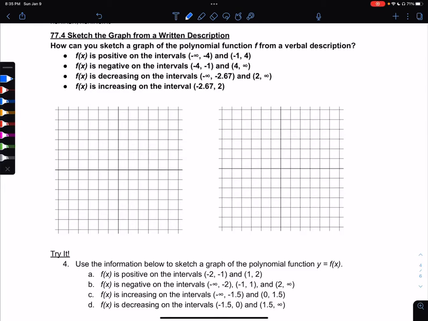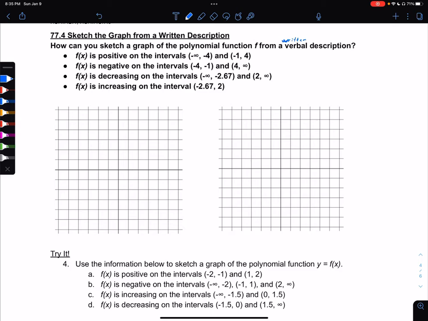In this video, we're going to look at topic 77, example 4, sketch the graph from a written description. So how can you sketch a graph of the polynomial function f from a verbal or written description, whichever one you want to look at it as? And they give us some statements here, right? They tell us that f of x is positive on an interval, they tell us it's negative on a couple other intervals, it's decreasing and it's increasing.